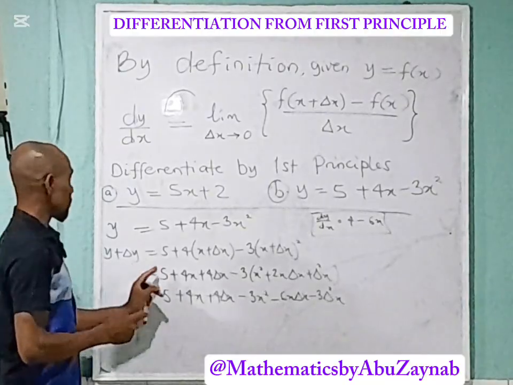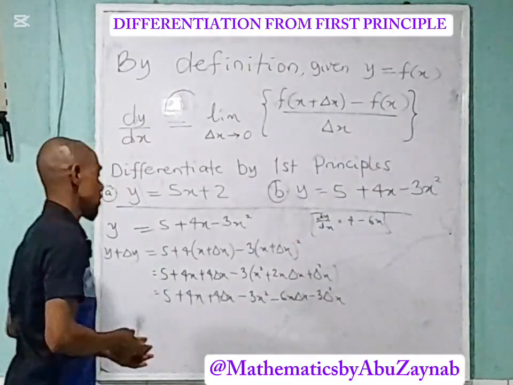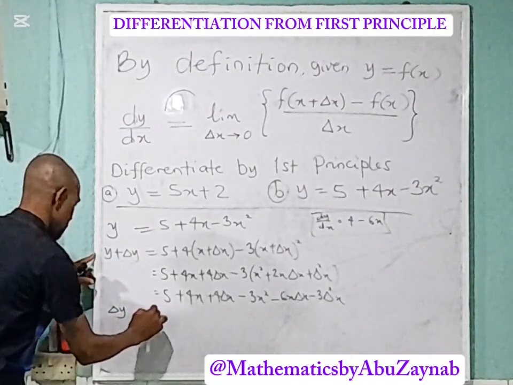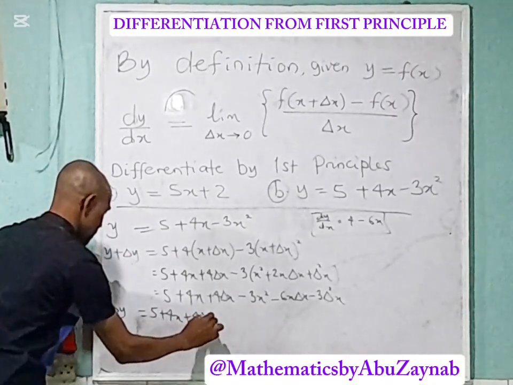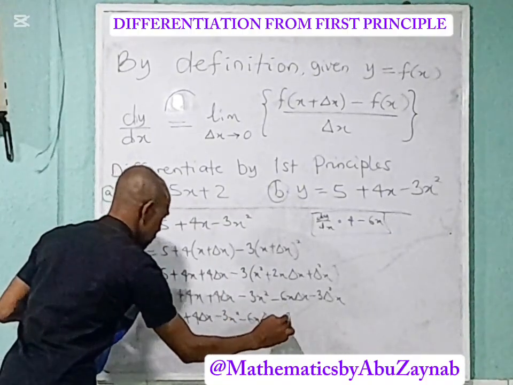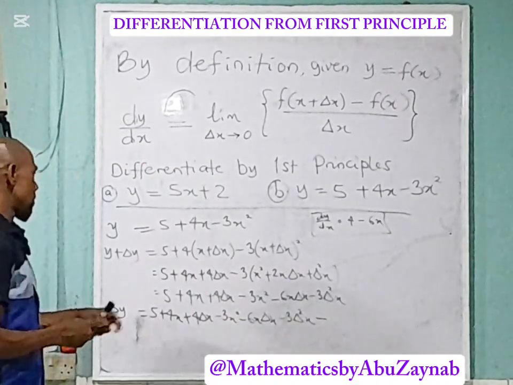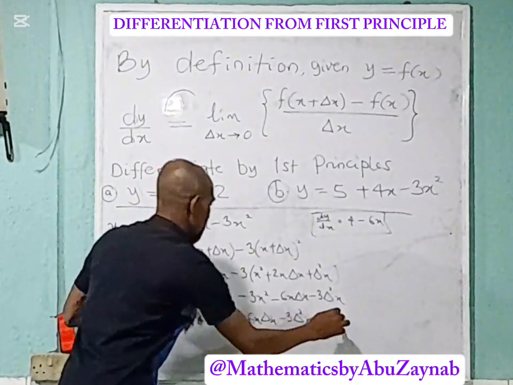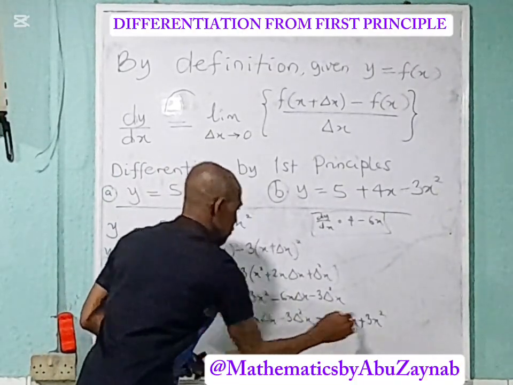What we have done here is to simply find f of x plus delta x. The next step is to subtract f of x, which is y. Therefore, delta y equals 5 plus 4x plus 4 delta x minus 3x squared minus 6x delta x minus 3 delta x squared, minus our y. This is our f of x. So we simply have minus 5 minus 4x then plus 3x squared.